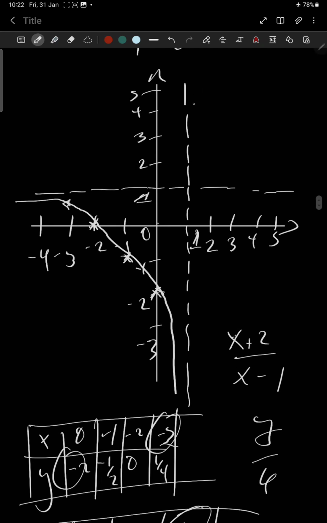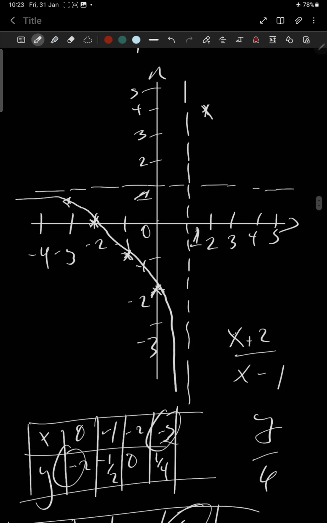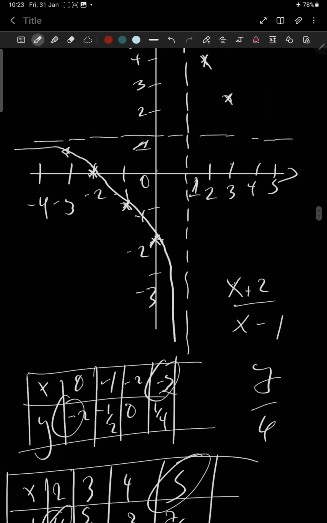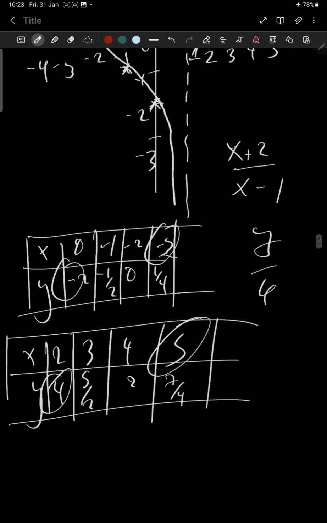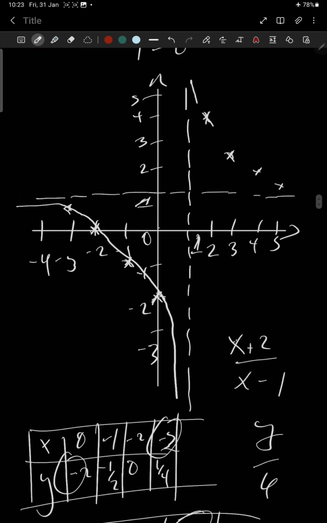Let's pick this one as well. 2 comma 4. 2 is this one, comma 4 is that. 3 comma 5 over 2. 5 over 2 is 2.5. 3 comma 2.5. Then we have 4 comma 2. Then 5 comma 7 over 4, which is 1 point something. Even here it's following this.